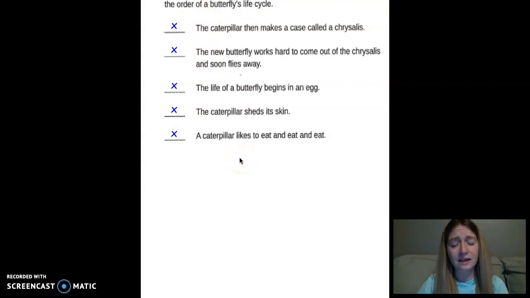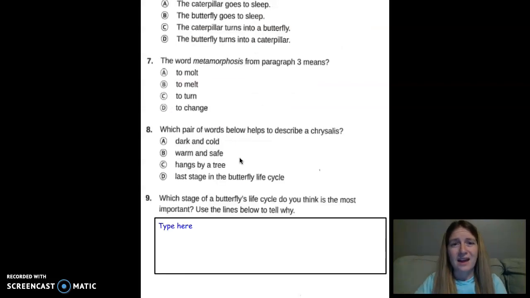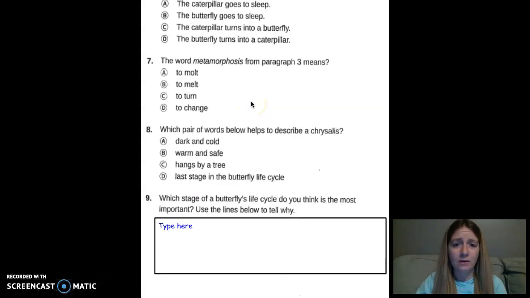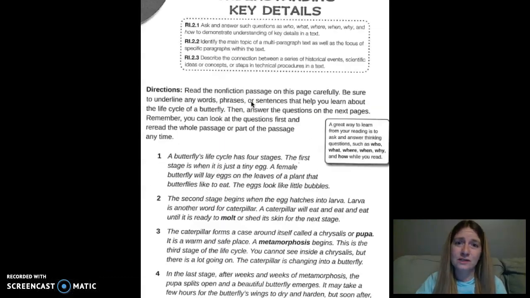All right, so I know I need to figure out the order of the life cycle. I need to know words like metamorphosis and molt and pupa. And then I need to find some other information about the butterfly, like their chrysalis. That came up in 2 questions. So I'm going to read this story to us.